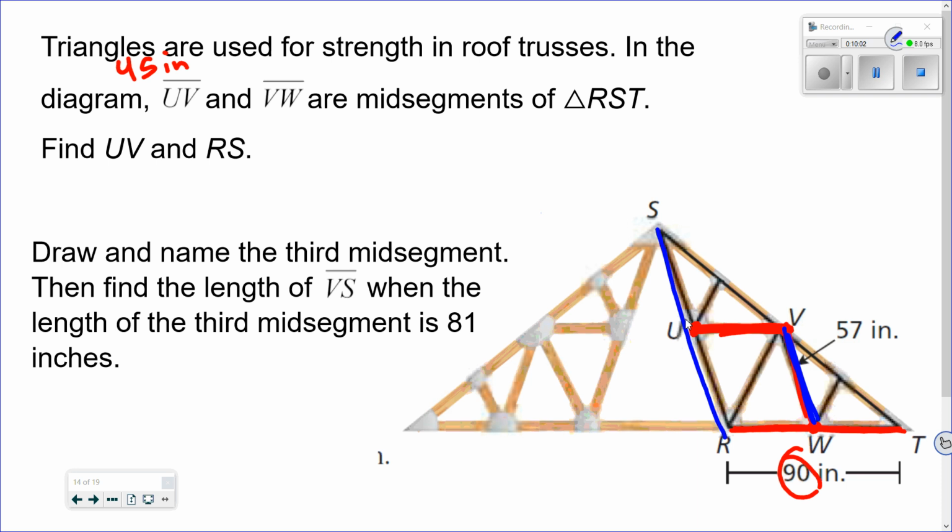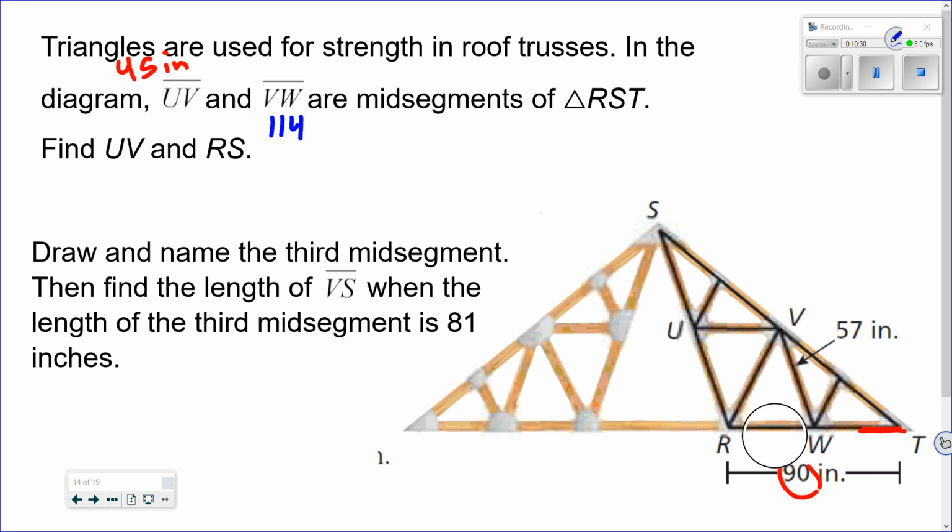Let's see. Actually, it wants us to find RS, sorry. It wants me to find this long side over here. Well, I have VW, it's 57 inches. So because that's the third side that goes with that mid-segment, we just double it. So that'd be 114 inches.